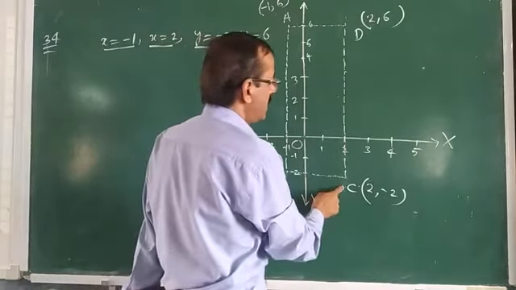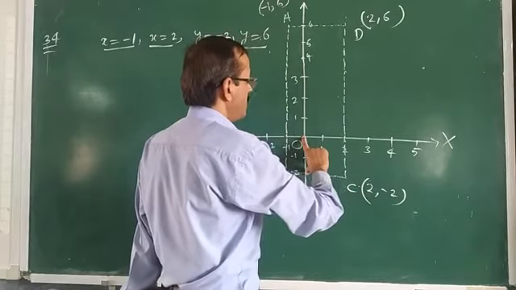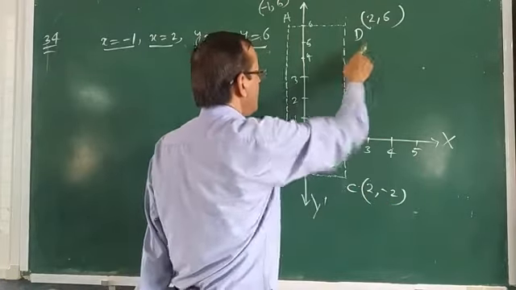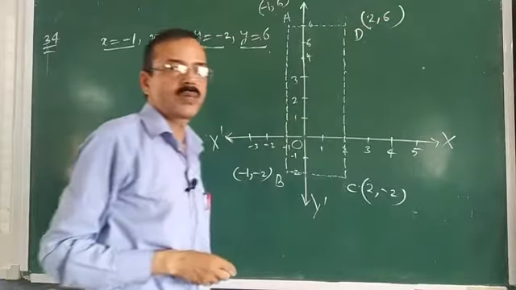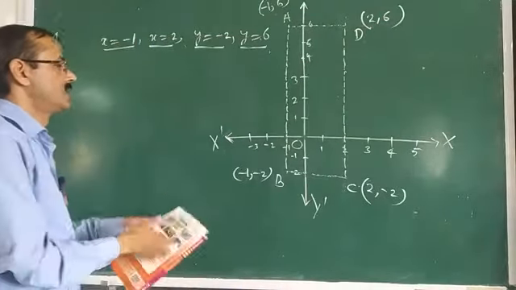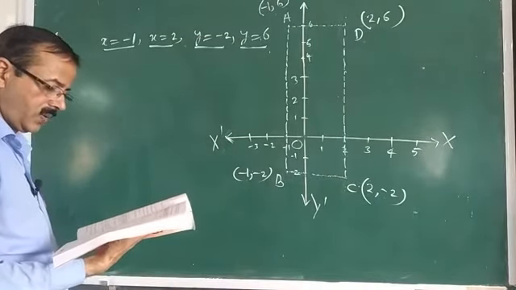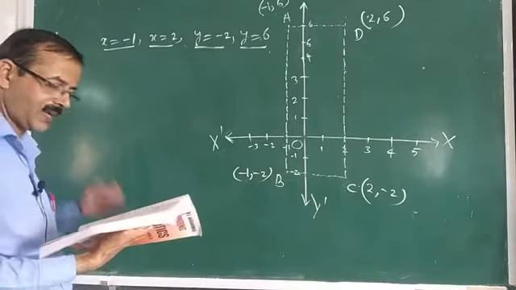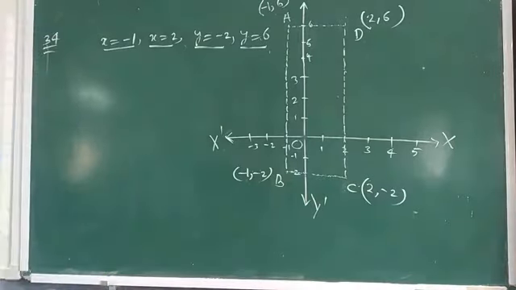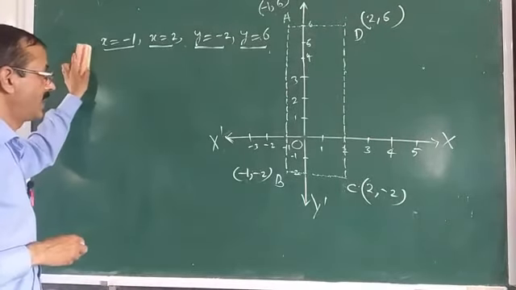Then C coordinate up to here, X value 2 and Y value -2, so 2, -2, and D is 2, 6. So we found the coordinates of A, B, C, D. Then what is demanded in this question? It asks to find the equation of the diagonals of the rectangle whose sides are these. Both diagonals are asked. So students, I will show one diagonal only, then the second you have to find out by yourself.